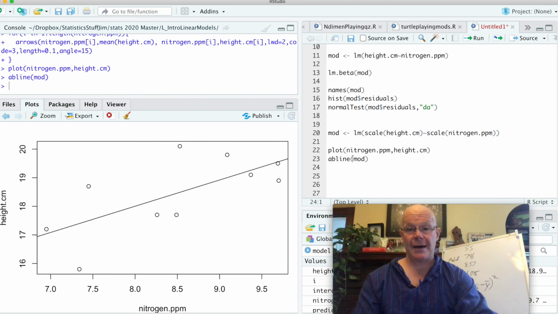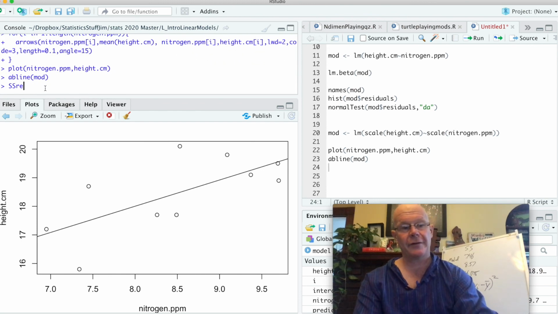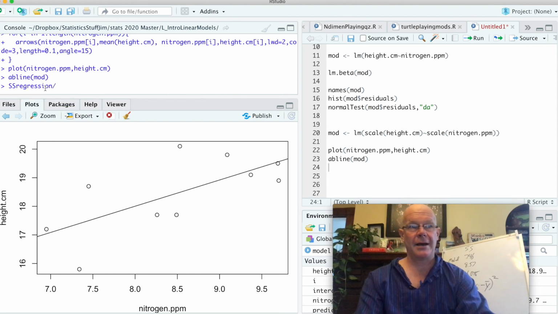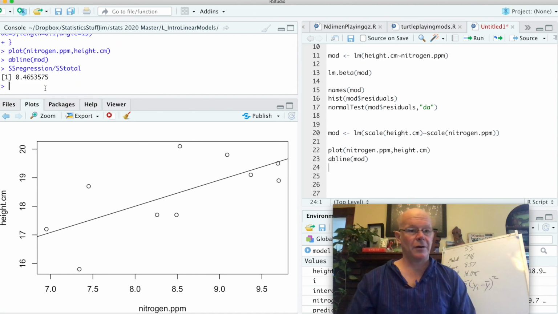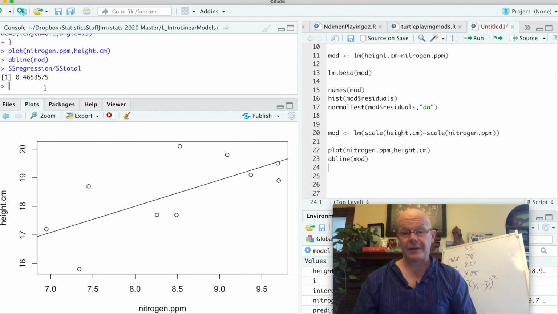And so what do we have? We had the sums of squares regression. Okay, so the sums of squares regression divided by the sums of squares total is 0.465. So we're explaining 47% of the variation in height with our model, where our only predictor is the amount of nitrogen. So that's pretty good. We're explaining just shy of 50% of all the variation in height by this very simple linear model that we've put together.